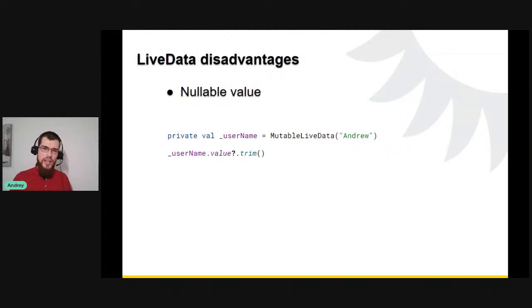I think the most annoying thing about LiveData is that the value is always a nullable type. I hope all of you use Kotlin. The problem is that LiveData is written in Java, and as you know, all objects in Java are nullable. So even if you are 100% sure that your value is not null, in Kotlin you should anyway check it for null. In this example, I pass some default value to MutableLiveData, but still I should use a question mark. And to be honest, it makes me sad.